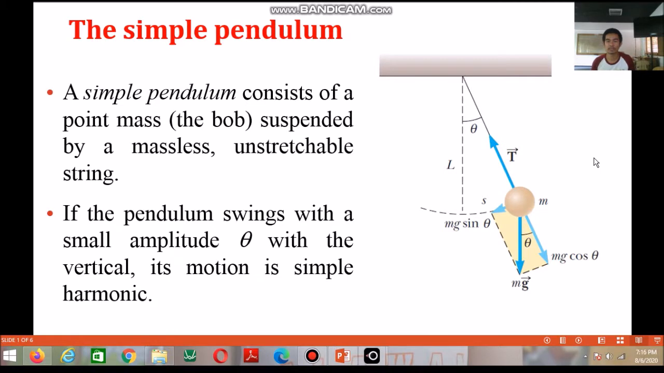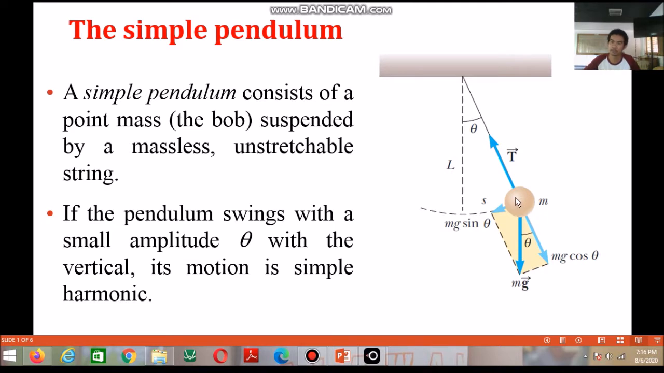Today we're going to talk about the simple pendulum. What is this simple pendulum? The simple pendulum consists of a point mass. This is the point mass, suspended by a massless and unstretchable string. So let's consider this string as unstretchable.